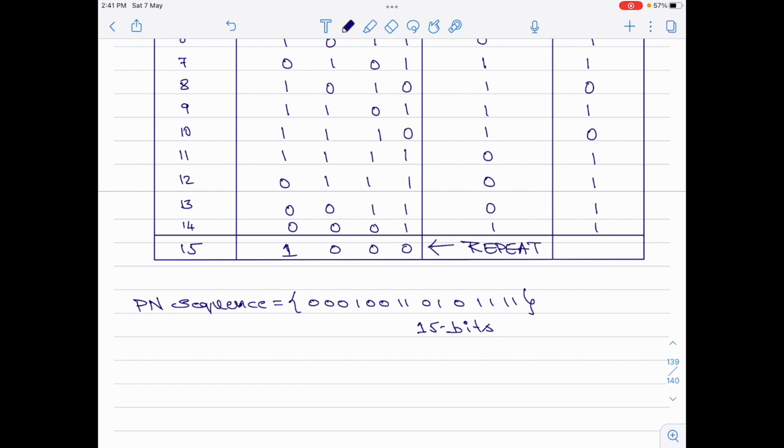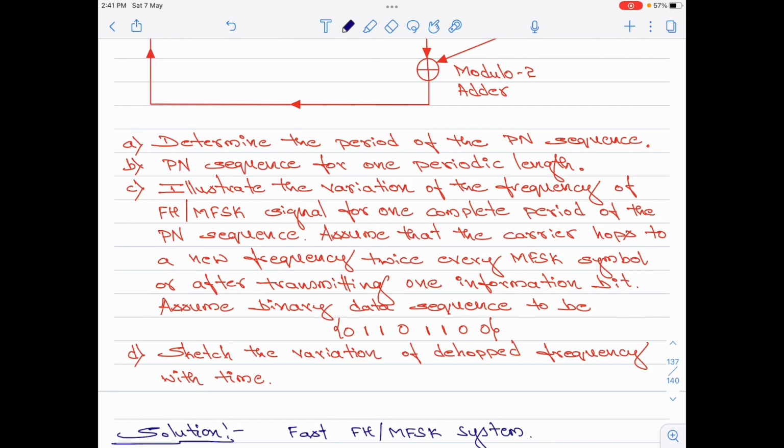Let us now move on to part C. I'll reread part C of the question. It says, illustrate the variation of the frequency of the FH-MFSK signal for one complete period of the PN sequence. Assume that the carrier hops to a new frequency twice every MFSK symbol, or after transmitting one information bit. Assume the binary data sequence to be 0110, 1100.